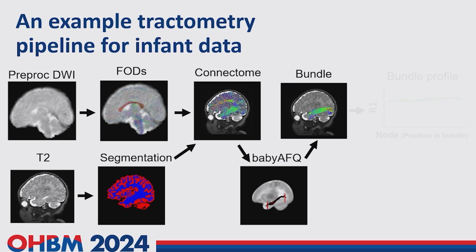So now that we have nice bundles in each of our infants, we can start analyzing and comparing various microstructural measures along the length of the bundle. Importantly, this last step does not require any infant-specific changes anymore because now we have resampled the data to a certain number of steps along the length of the bundle anyway. So we have sort of moved out of the infant-specific brain space.